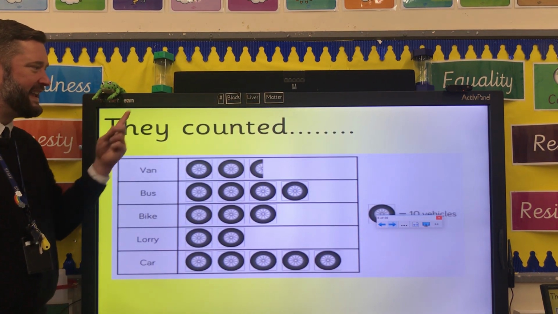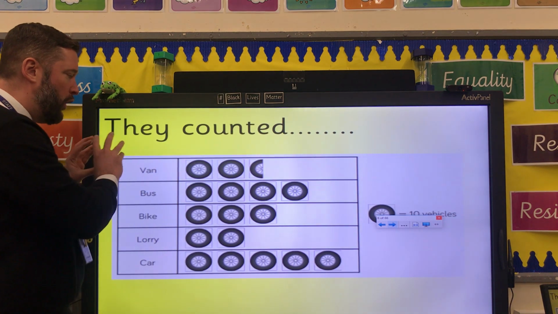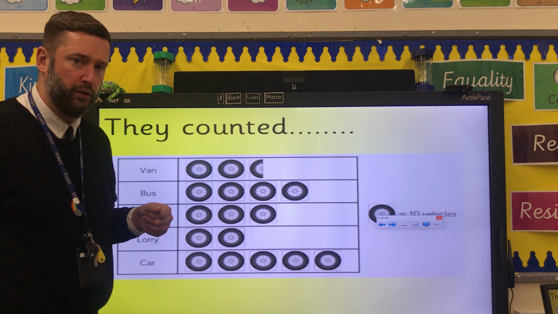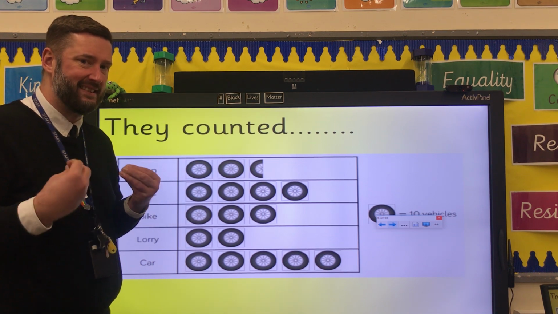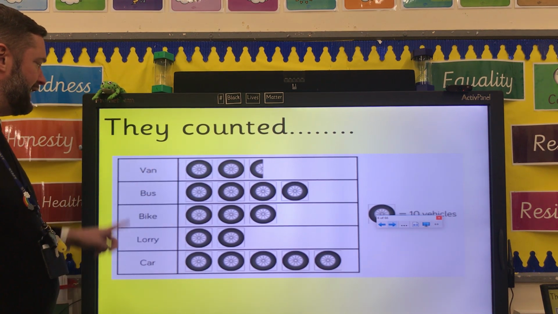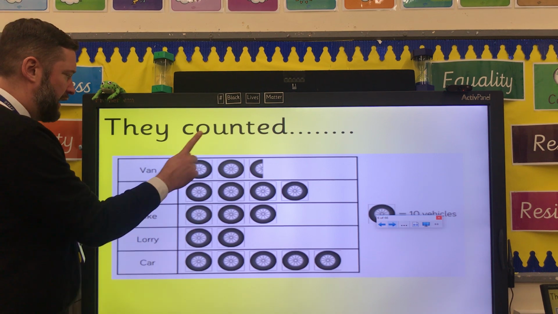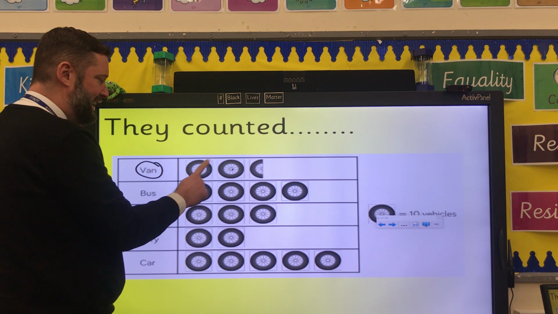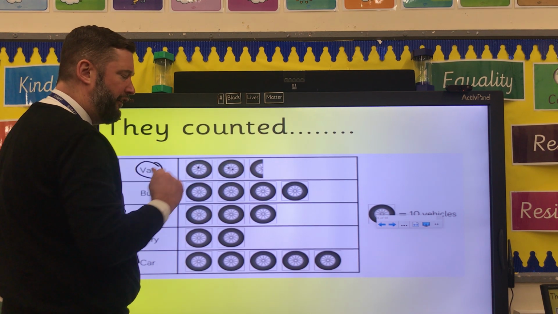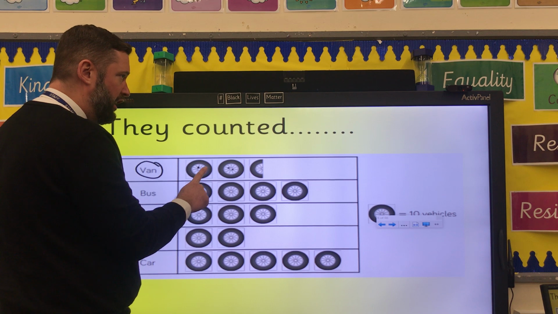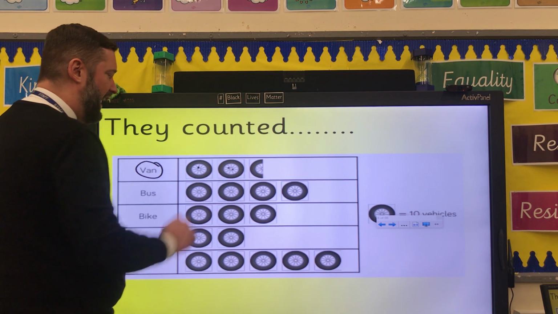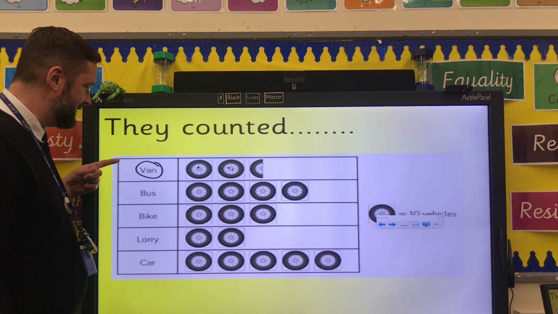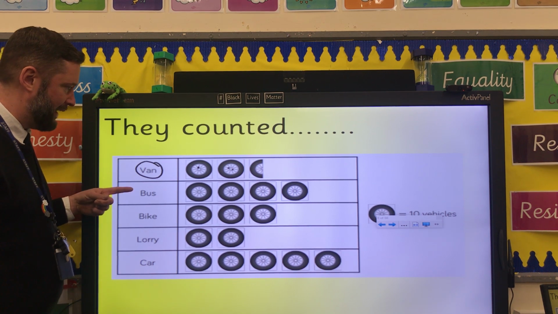So "they counted" is our sentence stem. We need to say a sentence for each row. Okay, so we're going to interpret and say the information. So let's look at the first row. So 10, 20, it's a van. 10, 20, and half a wheel is 5, so it must be 25. They counted 25 vans.